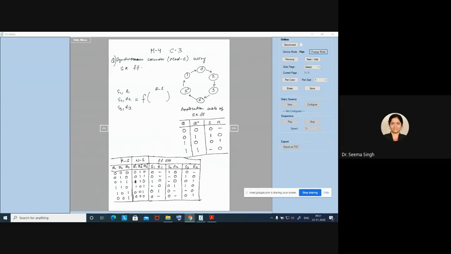And what is your present state made up of? Present state is made up of Q1, Q2, Q3, right? So you have your 6 equations depending upon your present state, and you get your next state as output. So input is present state, output is next state. And how do we do this? We do this by using our flip-flop excitation input. So now what you have to do is start making your K-map.